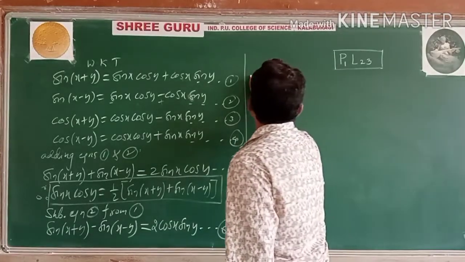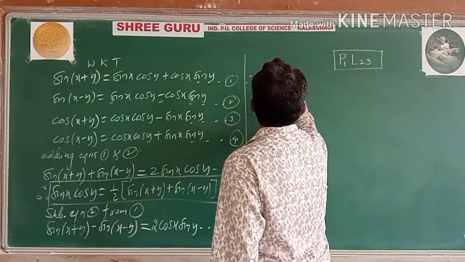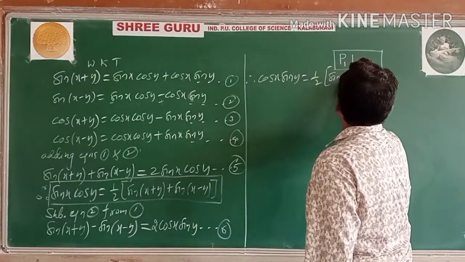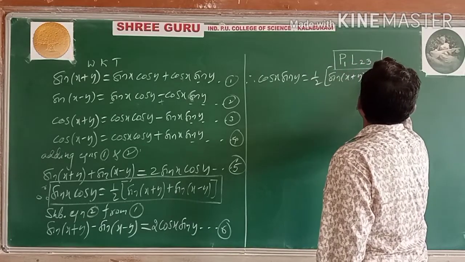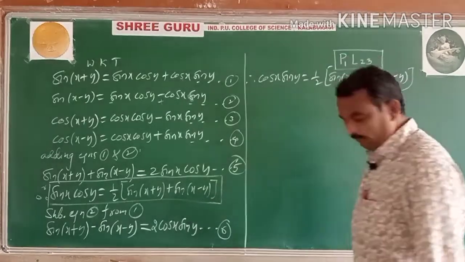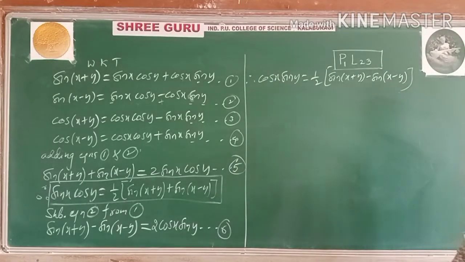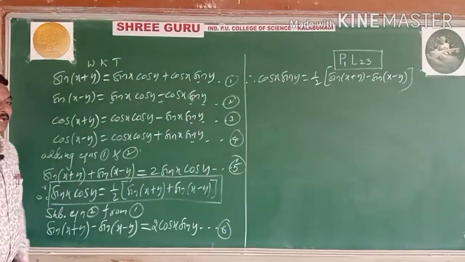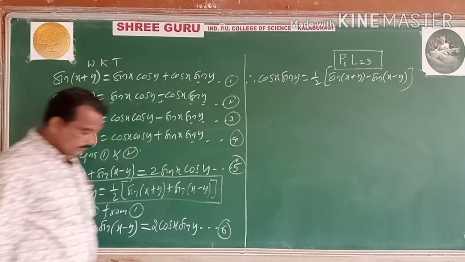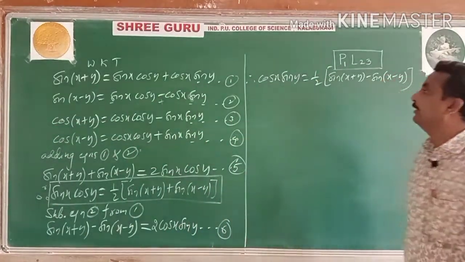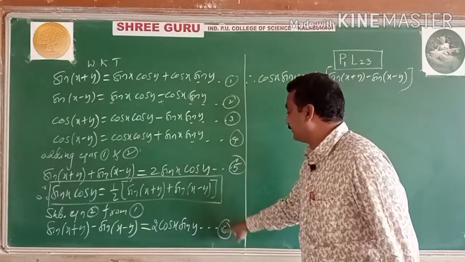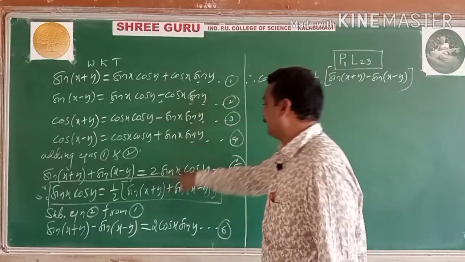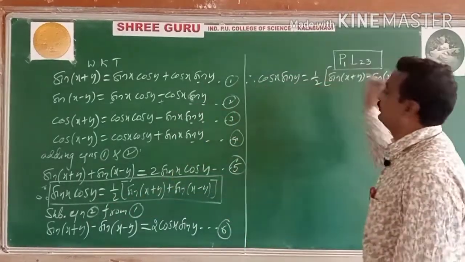Therefore cos x into sin y is equal to, taking this 2 to the other side, 1 by 2 into sin of x plus y minus sin of x minus y. This is cos x into sin y. Similarly, equations 1 and 2 added and subtracted give us the sin x into cos y and cos x into sin y formulas.